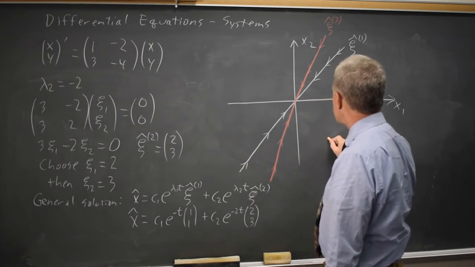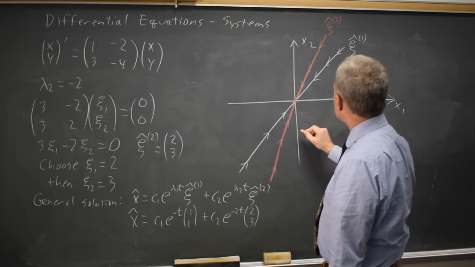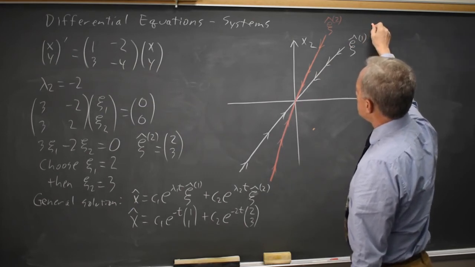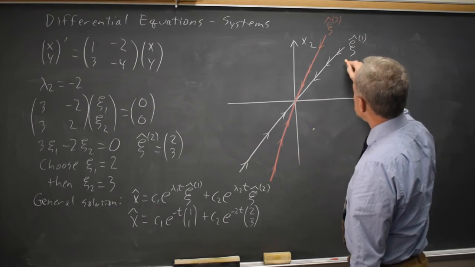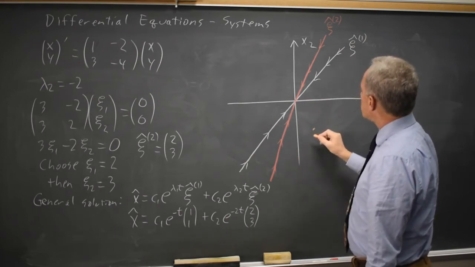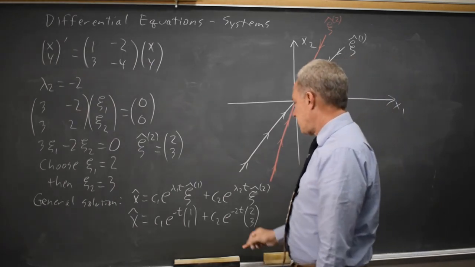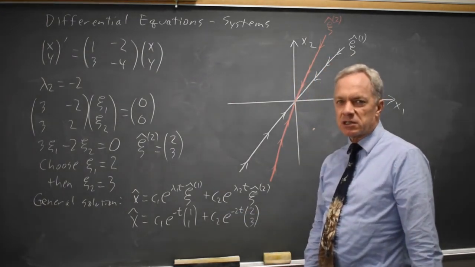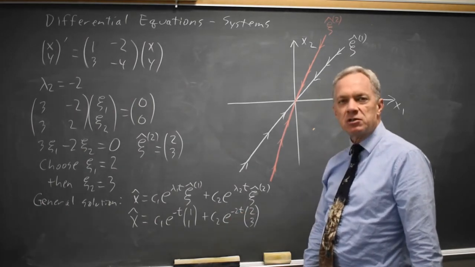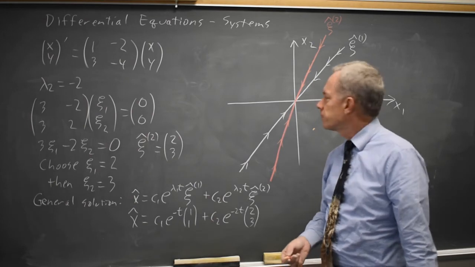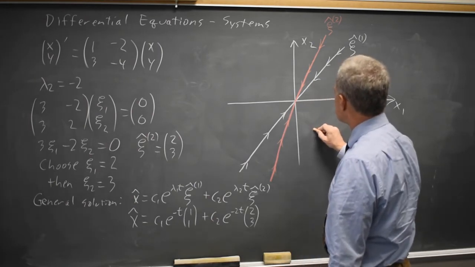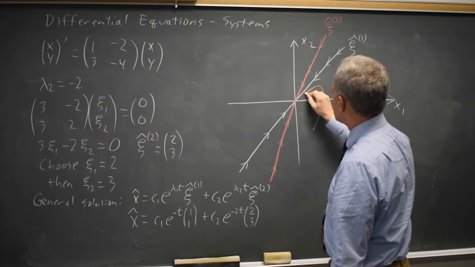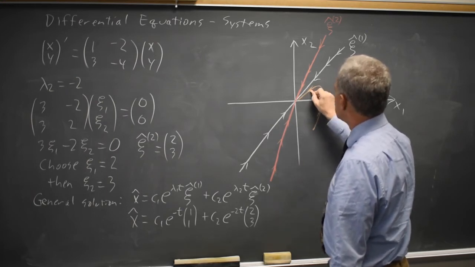So if you started out here, which is a positive number times eigenvector 1, and then a negative number times eigenvector 2, the component of both will go to 0, but since eigenvector 2 has a larger magnitude for its eigenvalue, e to the negative 2t goes to 0 faster than e to the negative t goes to 0, which means a trajectory that starts here will move toward this eigenvector and then toward 0. So it will do this.